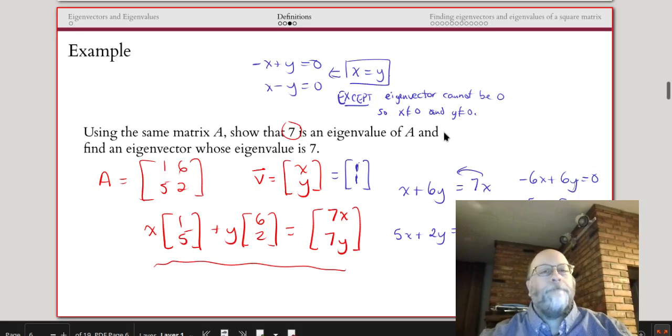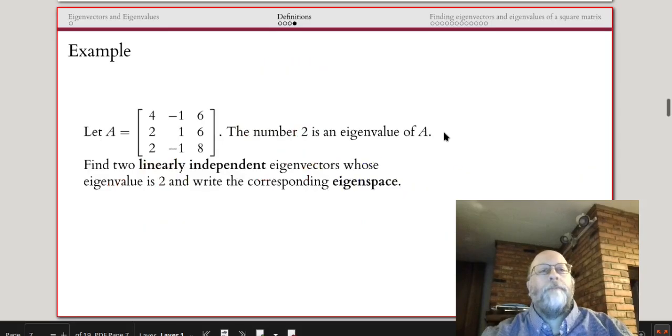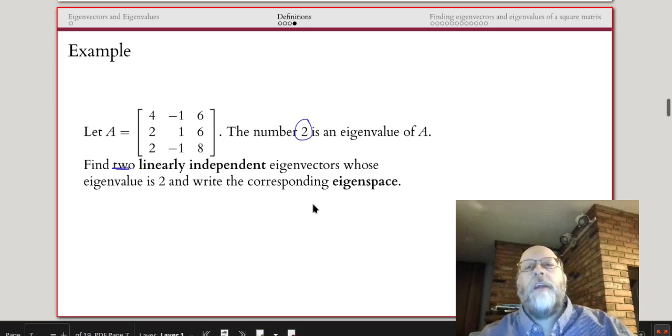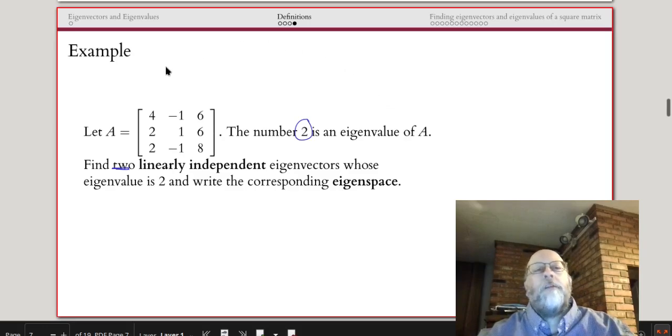All right, let's try one more. This is a 3 by 3 matrix, but 2 is an eigenvalue of A. And this time we want to find 2 eigenvectors that are linearly independent and write the corresponding eigenspace. So there's a shortcut for doing this that we're going to see in a moment, but we're going to start this one out the long way.